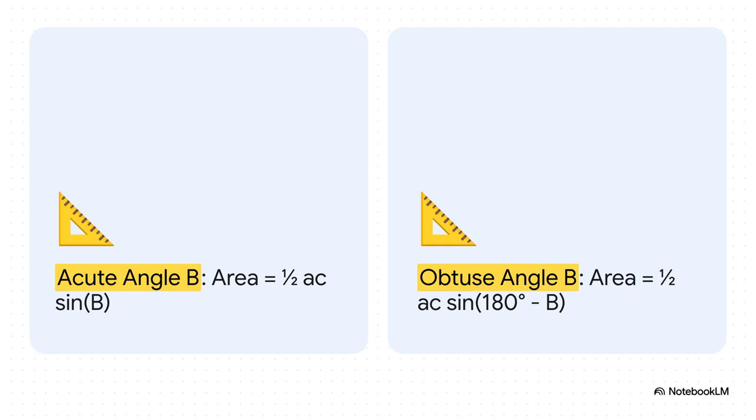And if that angle happens to be obtuse, bigger than 90 degrees, no problem. You just use the sine of 180 minus that angle. It's just a tiny tweak to a formula that works for everything.